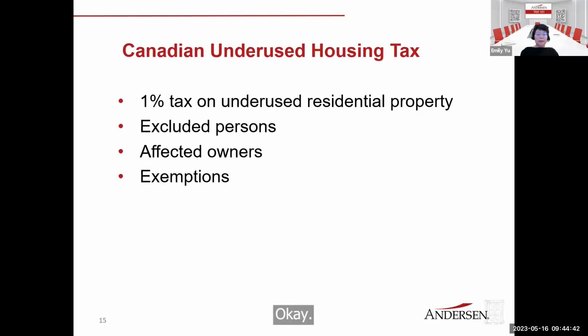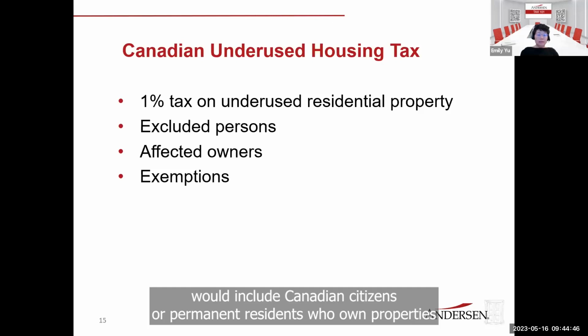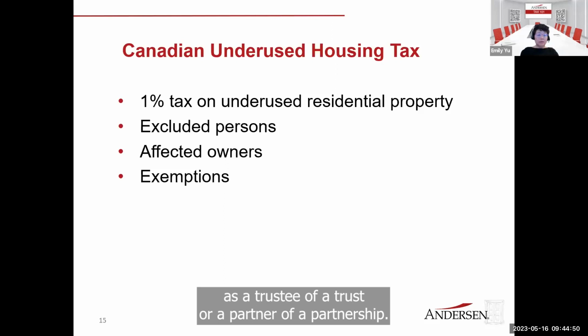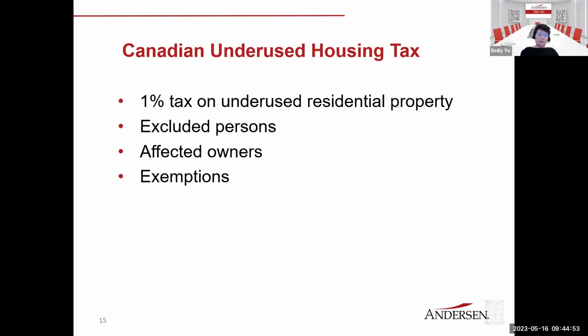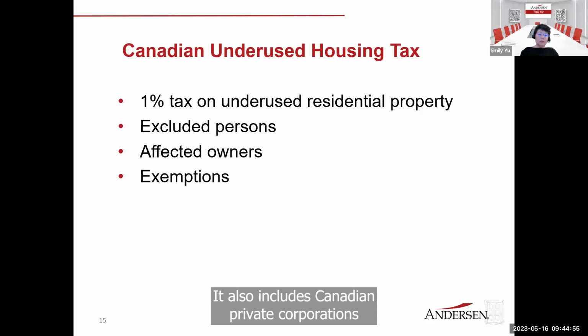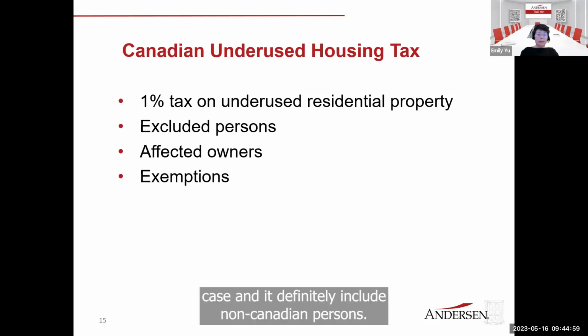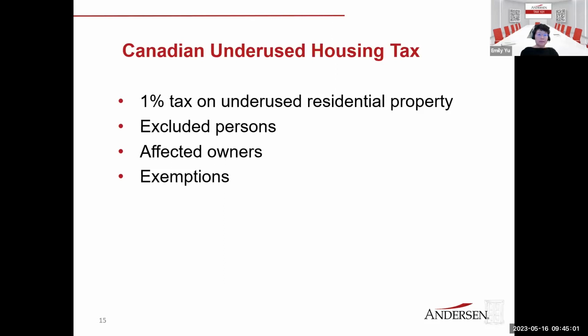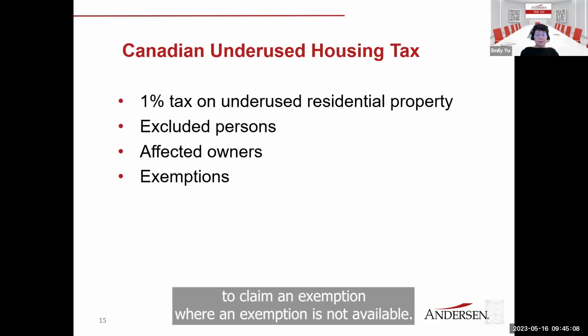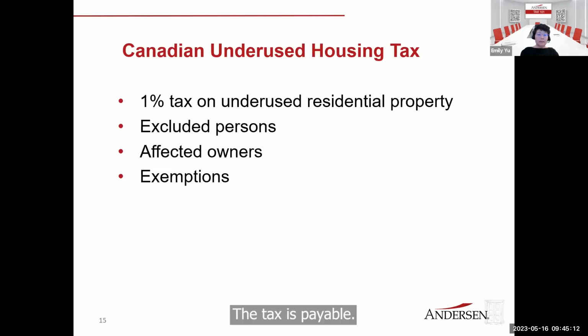Okay. As I said, this group of people would include Canadian citizens or permanent residents who own properties as a trustee of a trust or partner of a partnership. It also includes Canadian private corporations. Okay, and it definitely includes non-Canadian persons. And they would have to file to claim an exemption. Where an exemption is not available, the tax is payable.